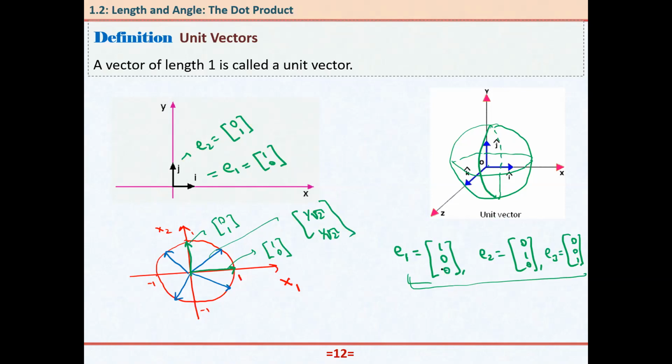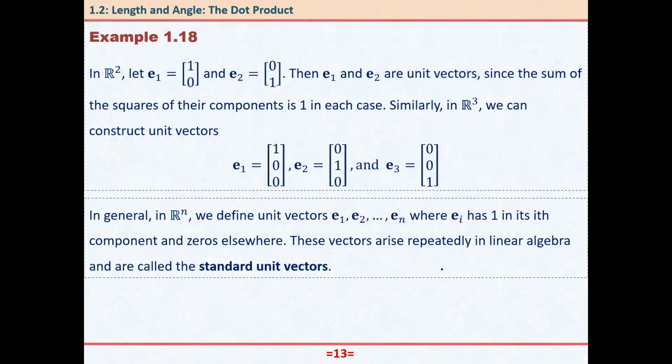Standard unit vectors. So in general, in R2, two-dimensional space, this 1, 0 and 0, 1 are the standard unit vectors. In R3, that is 1, 0, 0, 0, 1, 0, and 0, 0, 1. These are the standard unit vectors. In general, if you generalize this to n-dimensional space, the standard unit vectors are e sub 1, e sub 2, up to e sub n.